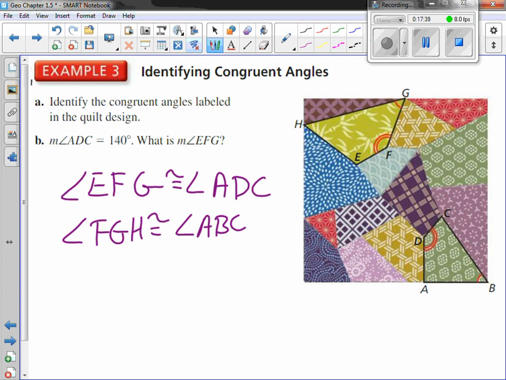But the only thing I'd make sure, especially, I think the homework will give you choices to pick from, you just got to make sure it's naming the correct angles. Both are naming the correct angles. If ADC is 140, what is EFG? 140. Because they are congruent, they have the same measure. Questions on this here? No? Pretty easy so far?